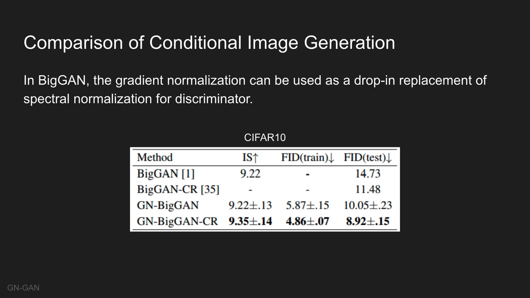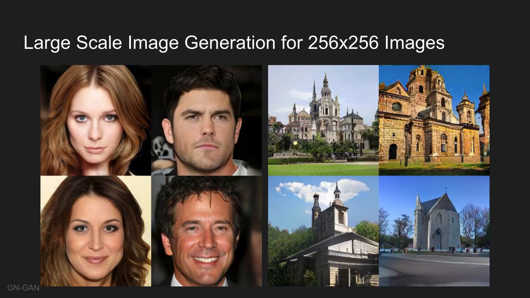In conditional image generation, the performance of gradient normalized BigGAN outperforms the original one on CIFAR10. If we apply consistency regularization on gradient normalized BigGAN, the result can further be improved. The gradient normalization can also be used in generating high-dimensional data. For example, the quality of generated human faces and church scenes are also of high quality.